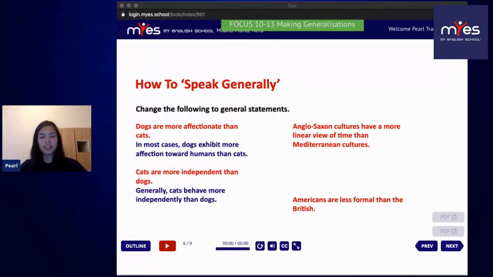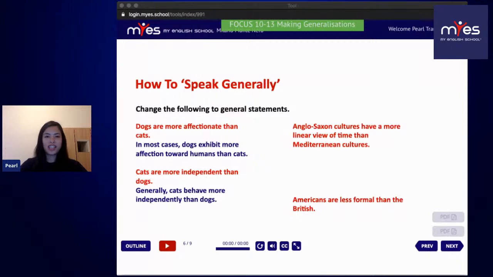Anglo-Saxon cultures, so non-Mediterranean cultures, maybe more northern European cultures, have a more linear view of time than Mediterranean cultures. So their value of time isn't so fluid, or they don't see time as fluidly as Mediterranean cultures do, maybe. I think I'm more inclined to agree with this statement. Having traveled around the Mediterranean and to Northern Europe, I did notice that the transit systems in the countries in the north were a little bit more dependable than in some countries around the Mediterranean. So yes, but I could be wrong. Maybe I've just gone to the wrong country.